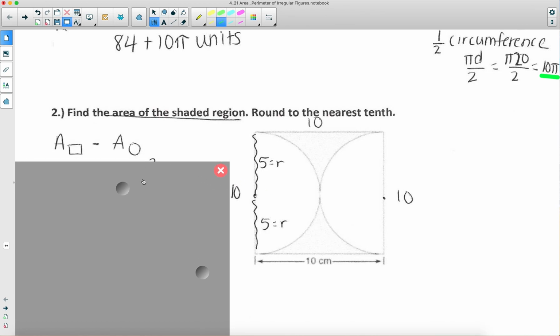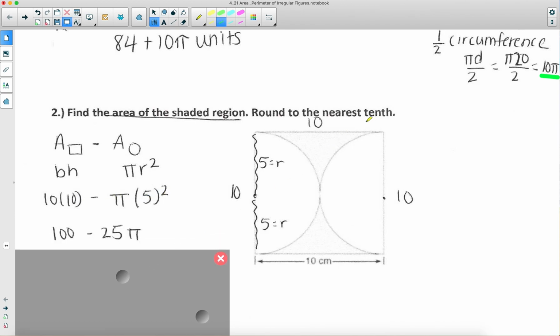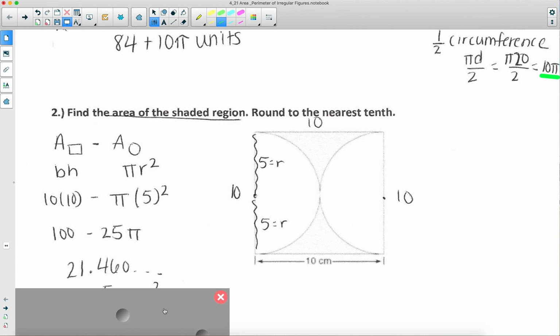So here's my guide. I have area of a square minus the area of the circle. So base times height is how you find the area of a square. Area of a circle is pi r squared. We just make some substitutions. The square is 10 by 10. The radius of the circle is 5. It says to round to the nearest tenth, so I just simplified. We have 100 minus 25 pi. Put this all in your calculator, round to the nearest tenth, and we get approximately 21.5 square centimeters for number 2.